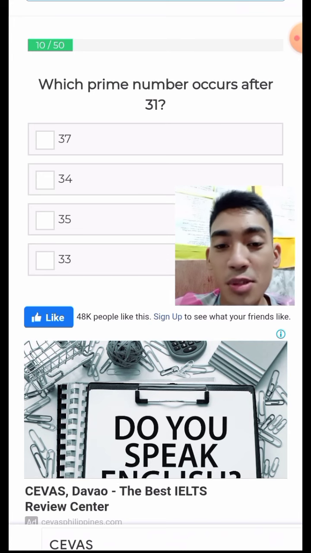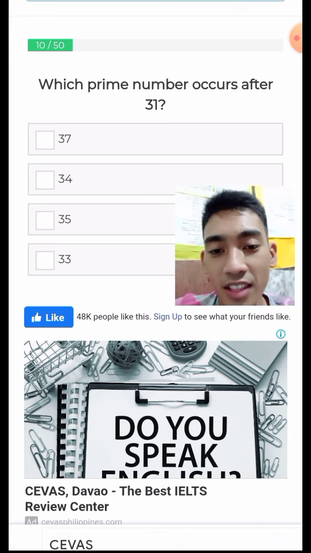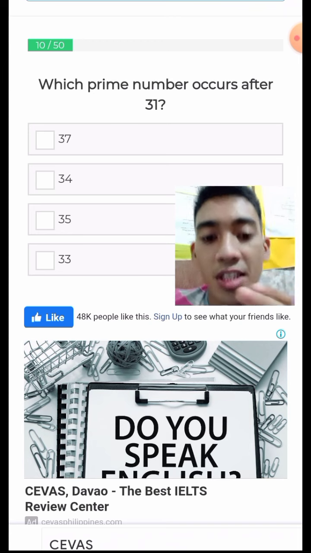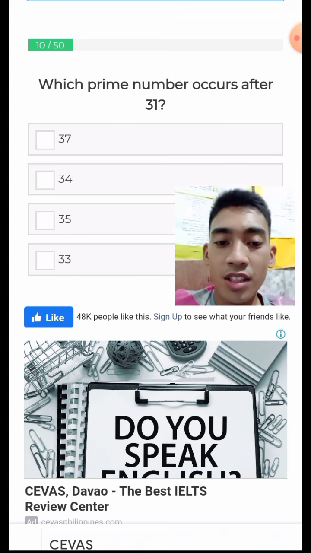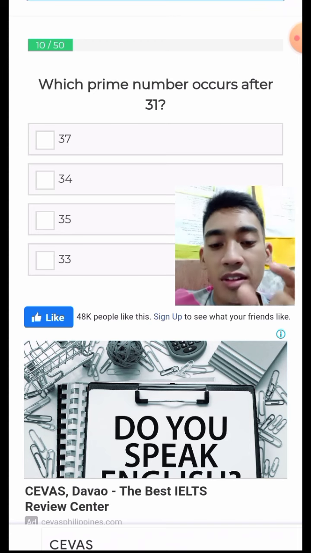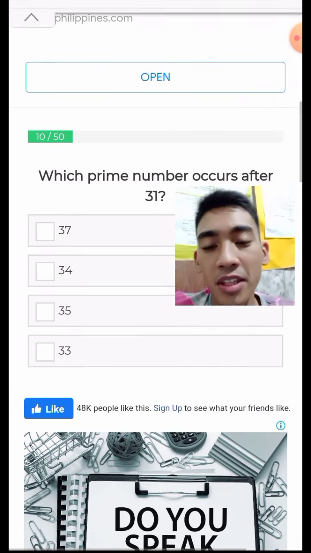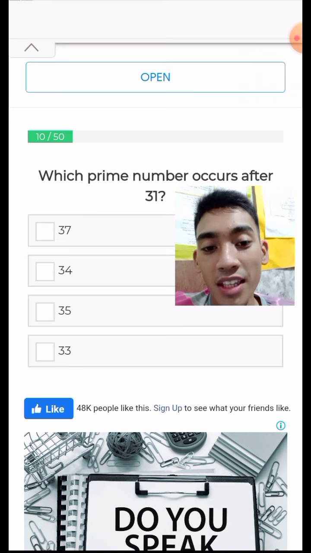Prime number, it means the number itself and 1, right? So 31 is a prime number because it has only the number itself, 31 times 1, no other number. A prime number is a number that cannot be broken down anymore, a number which is only a multiple of itself and 1. 4 is not a prime number because it has 4 times 1 and also 2 times 2. So that is not a prime number.